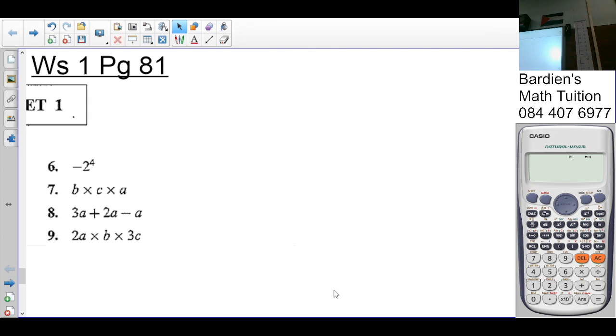Okay, so what's the answer to number 6? Negative 16. The next one? Who says positive? It's wrong. It's negative. Why is it negative? Because if you got negative 2 to the 4, it's negative 2 times.